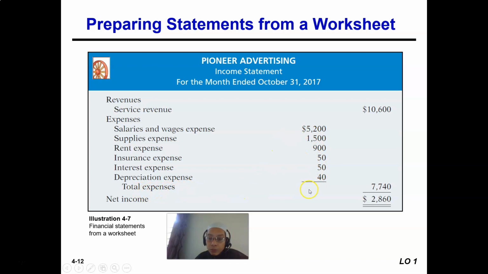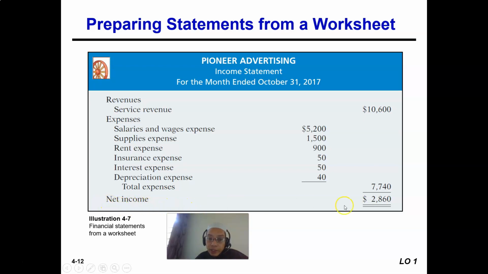When we total up, we put it into the same column as the total of the revenue. Now we have total revenue of 10,600, and we have total expenses of 7,740. We put an underline underneath here, but actually not to total up, rather 10,600 minus 7,740. The revenue minus the expenses, and we have a net income.